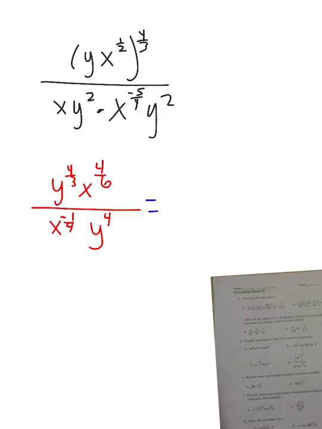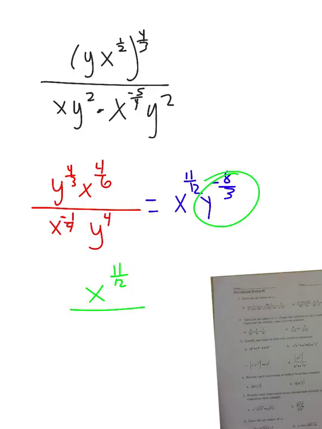Okay, so we could divide the y's, divide the x's. So y to the 4/3 divided by y to the 4th. Remember, when you divide, you subtract the exponents. So I get y to the negative 8/3. And then I have x to the 4/6 divided by x to the negative 1/4 is x to the 11/12. And then this here will go into the denominator. So I have x to the 11/12 over y to the 8/3.